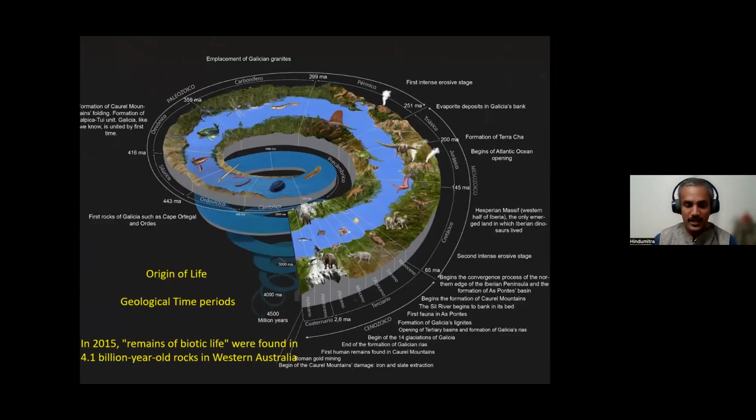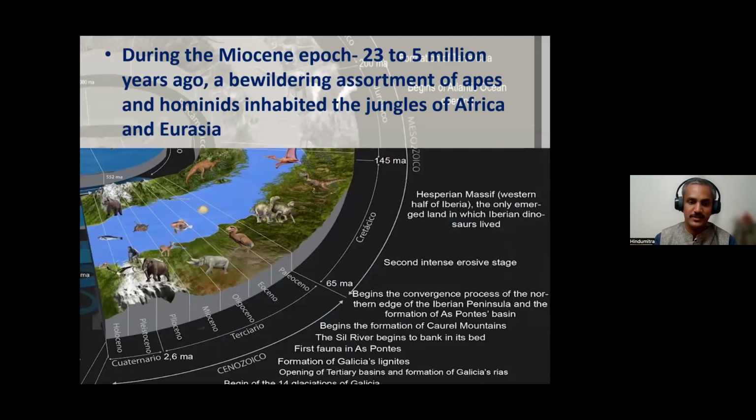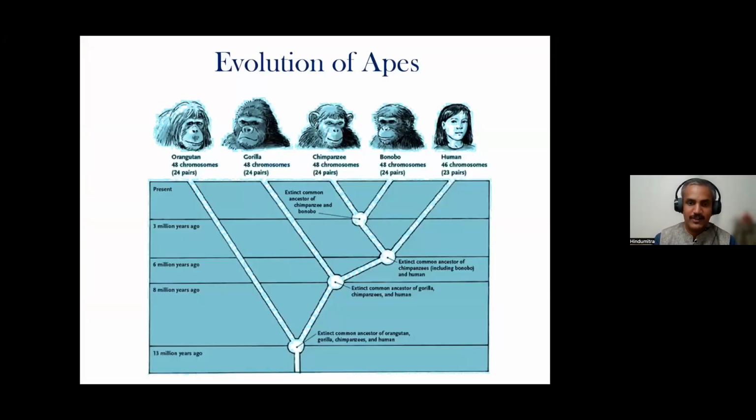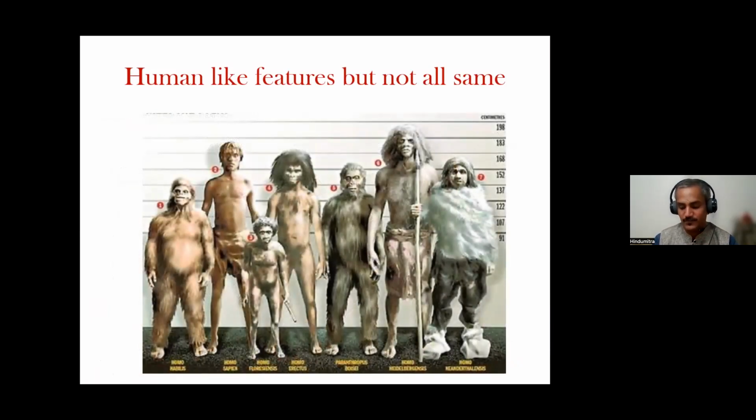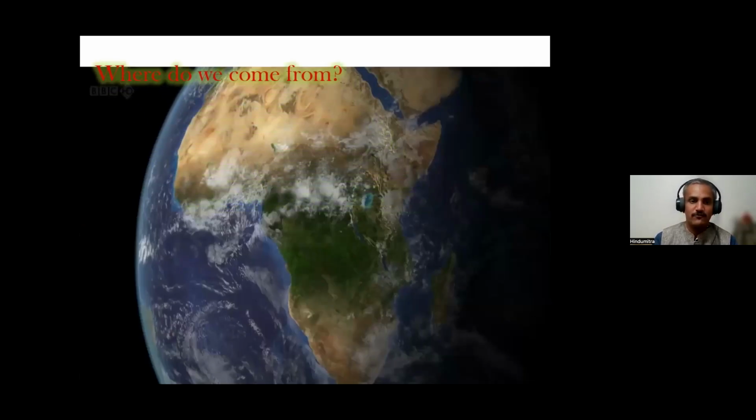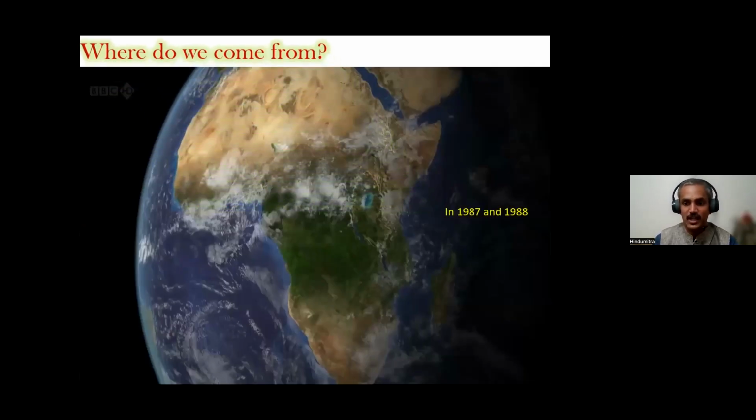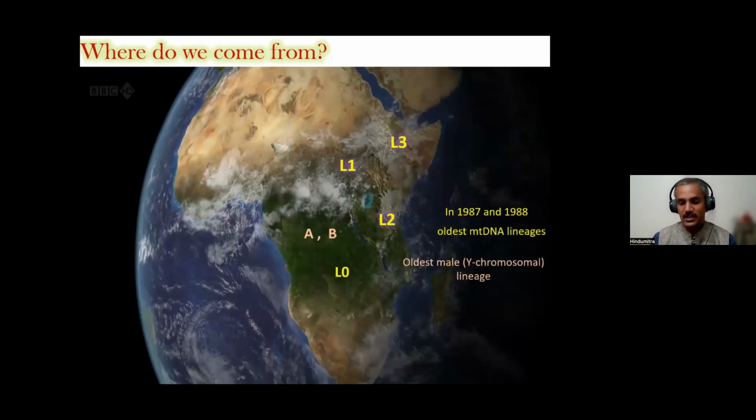We have checked the historic, evolutionary perspective, how humans evolved from other primate families. We have looked at different kinds of anthropological changes that came in human history, and we discovered from studies published in 87 and 88 that the ancient human lineages were found in Africa. The male lineage is AB and the female lineages are L0, L1, L2, and L3.